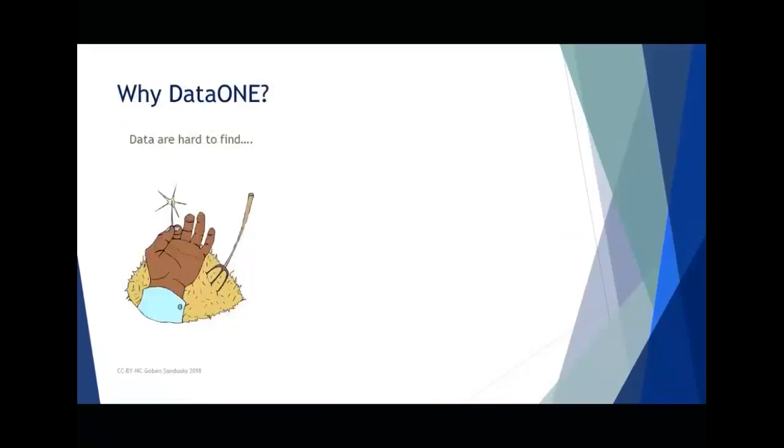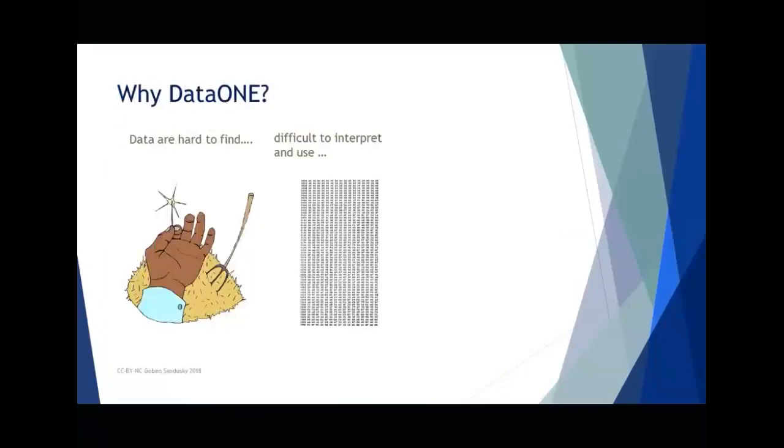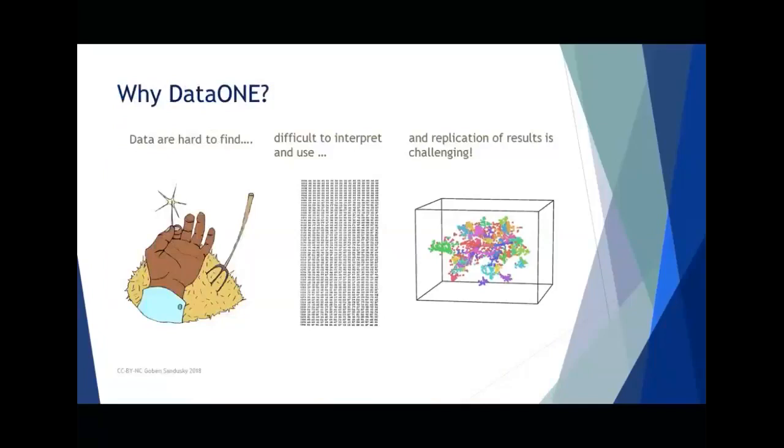DataOne was needed because it was and remains incredibly difficult to find existing data to reuse for research. The data that you may find can be difficult to interpret and reuse, and the availability of data is required for the replication of results, which is a fundamental element of the scientific method.